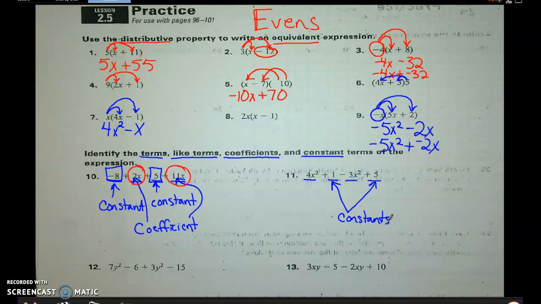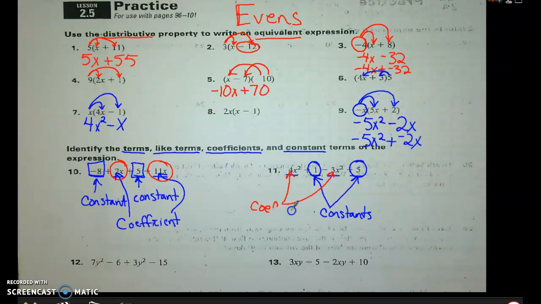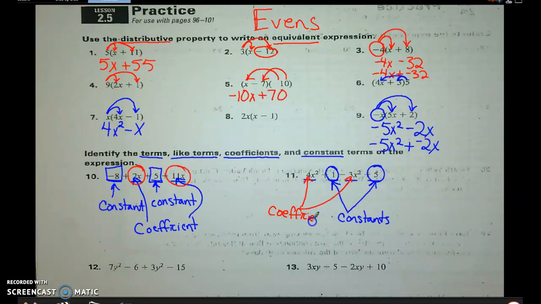I also see that 1 and 5, since they're both constants, they are also like terms. I also see that the 4 in front of that x and that negative 3 in front of that x squared, those are both coefficients that are in front of my variable. And I can also see that since they're both x squared, they are both like terms.